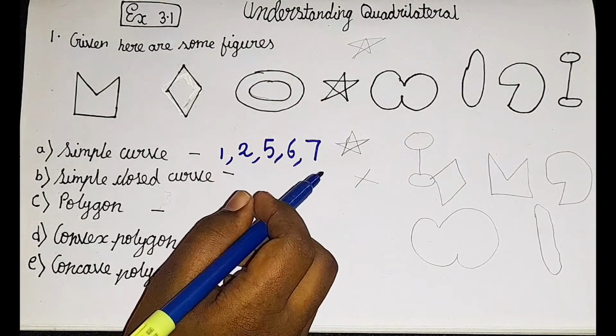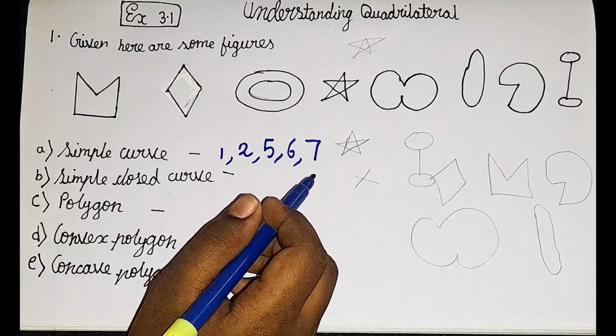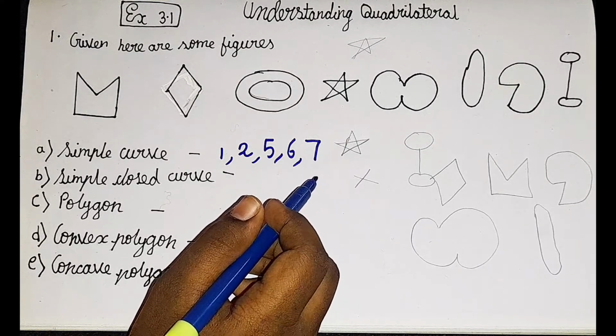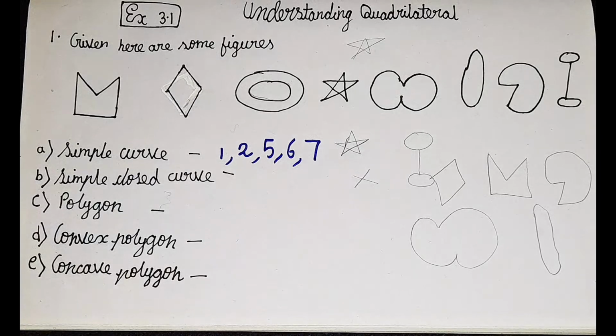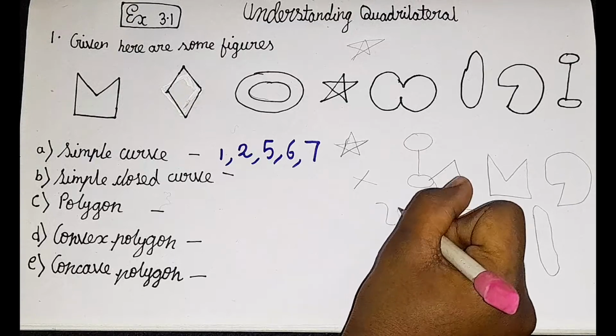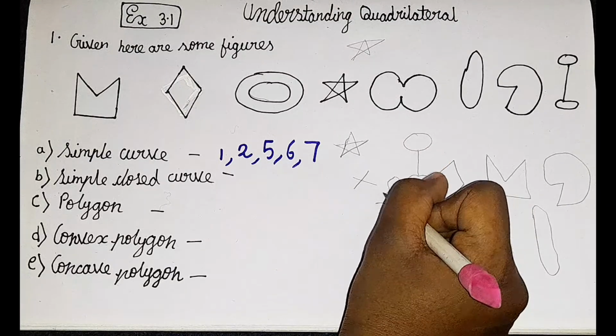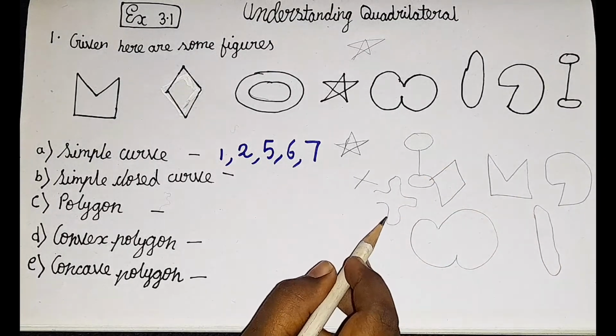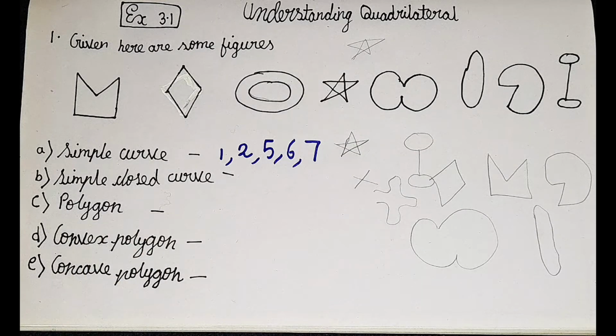Next, our second question is simple closed curve. So what is a simple closed curve? A simple closed curve is kind of the same, okay. Without lifting the pen, we should be able to close it. But we should be careful, it's not open. Some diagrams will be open, okay. So this is an open curve, not a closed curve, like that.